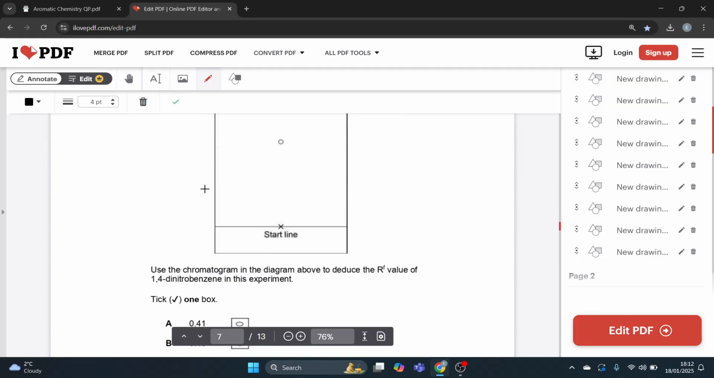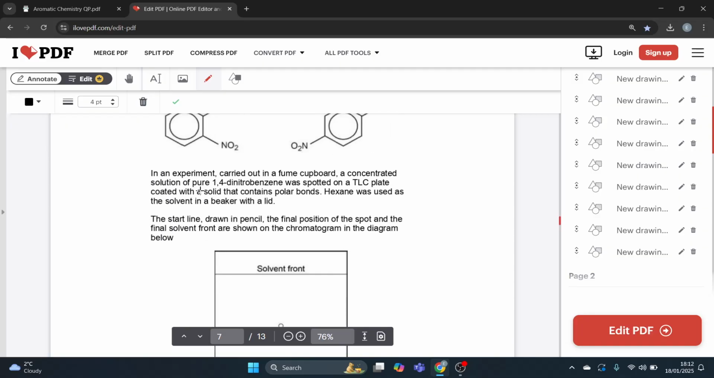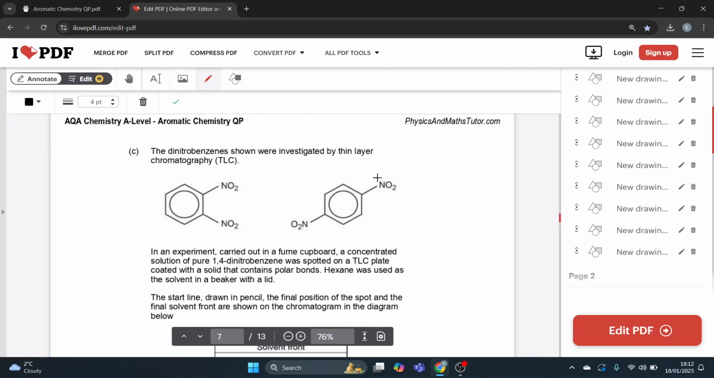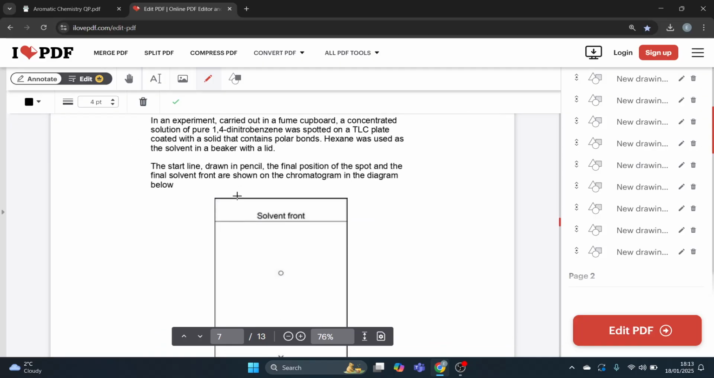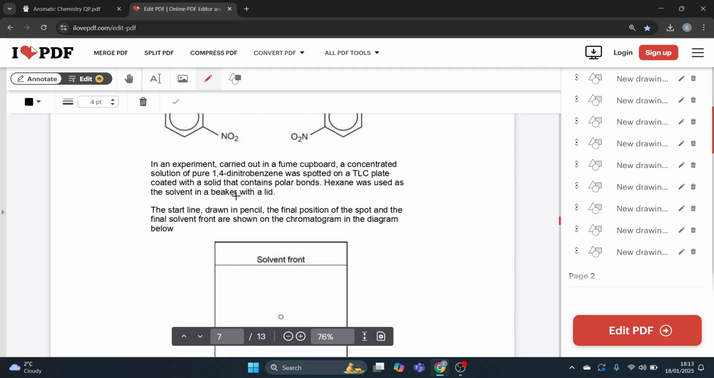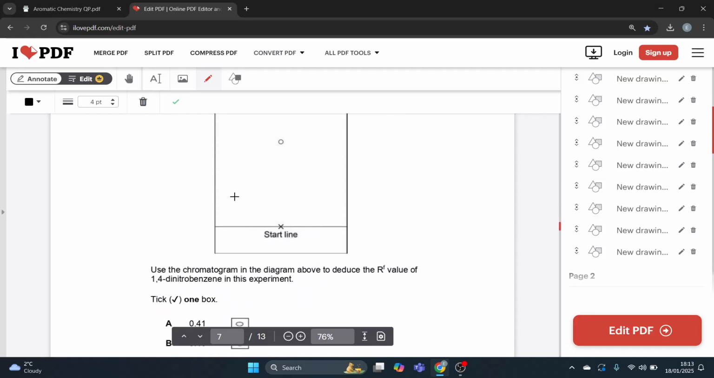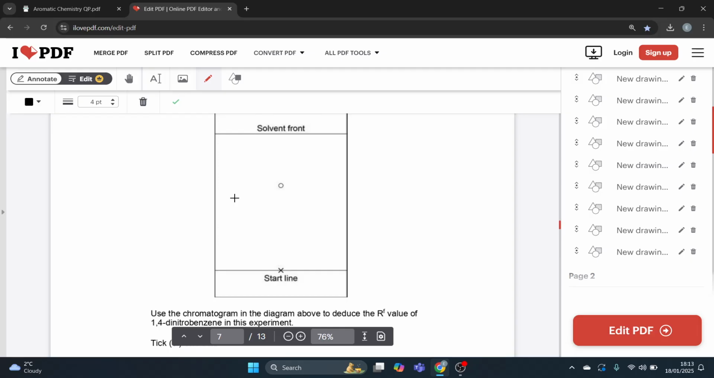Part C, dinitrobenzenes shown were investigated by thin layer chromatography (TLC). In an experiment carried out in a fume cupboard, a concentrated solution of pure 1,4-dinitrobenzene is spotted on a TLC plate coated with a solid that contains polar bonds. Hexane was used as a solvent in a beaker with a lid. The start line was drawn in pencil, and the final position is shown in the chromatogram in the diagram below. Use the chromatogram and diagram above to choose the Rf value.